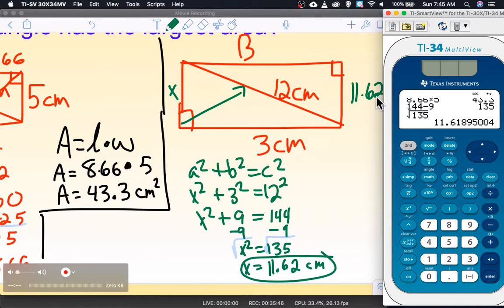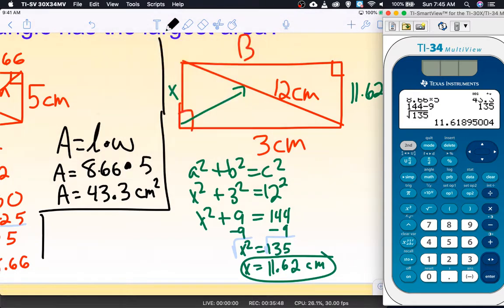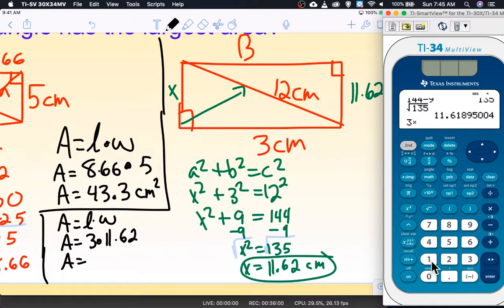So now, using our area formula, we can find the area. Area equals length times width. Area equals 3 times 11.62, which was 34.86 centimeters squared.